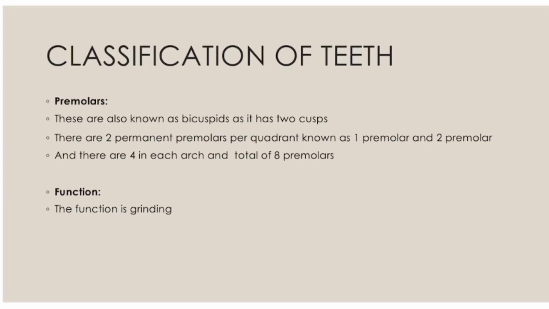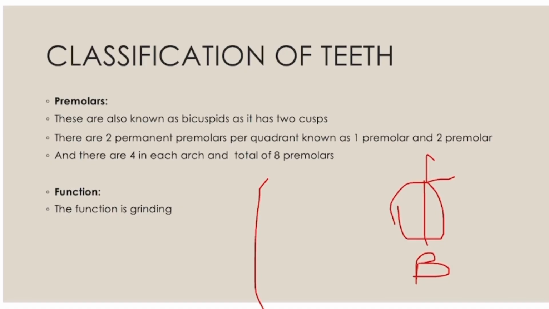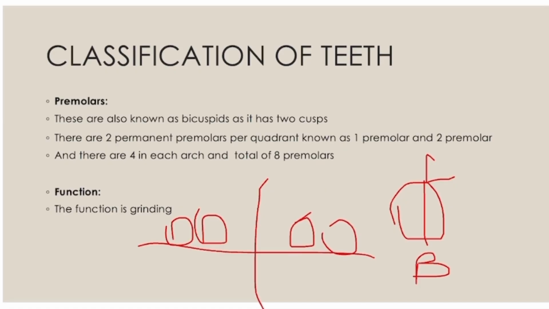Premolars are known as bicuspids because they have 2 cusps, one buccal and one lingual. In each quadrant there are 2 premolars, the first premolar and the second premolar. Here this is the upper arch. In the upper arch there are 4 premolars, and also in the lower arch there are 4 premolars, so the total number of premolars is 8. Note that in the deciduous arch there are no premolars, which means in babies there are no premolars, only molars. The function of premolars is grinding.